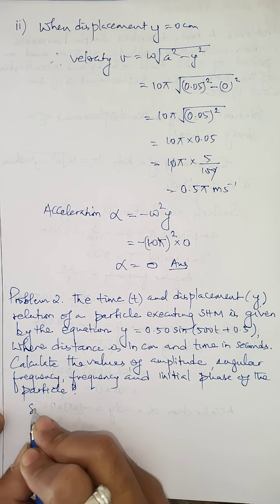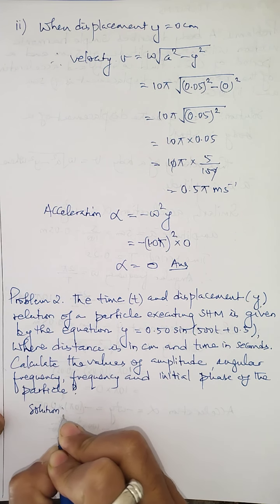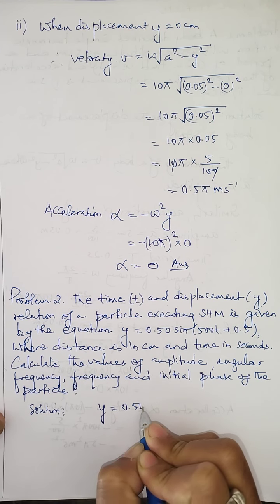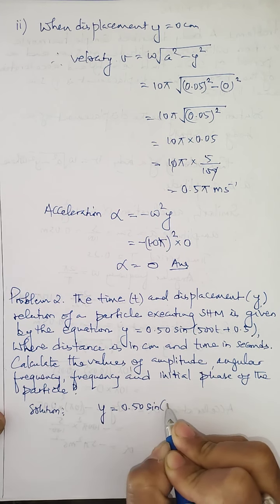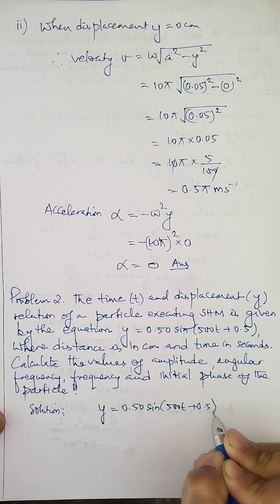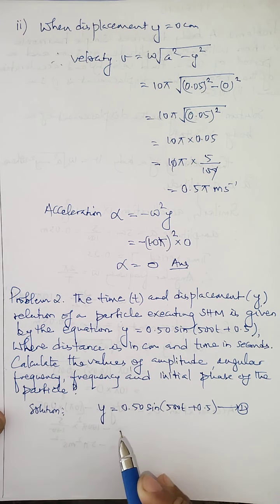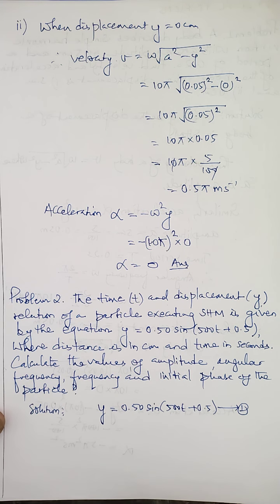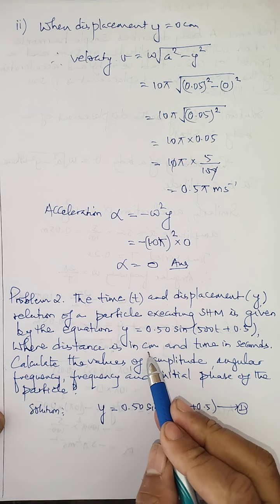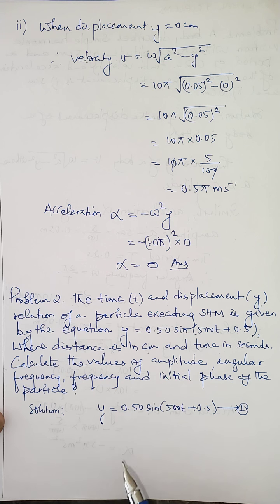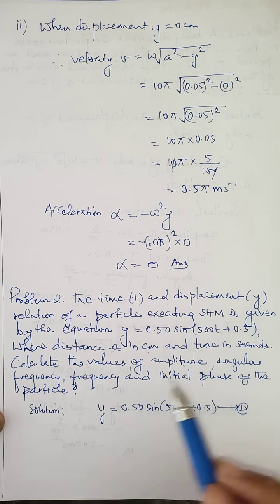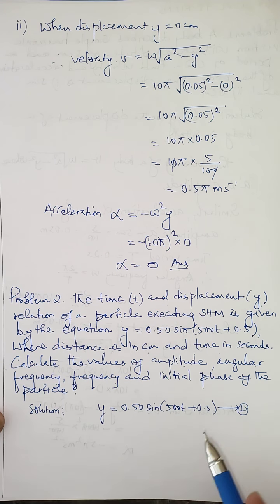So let me start the solution of this question. I write down the equation which is given: y equals 0.50 sine 500 t plus 0.5. Now I give this as equation 1. This is the displacement equation in simple harmonic motion, where we measure displacement in centimeter and time in what? Second. Now from here, what do we need to calculate? Calculate the value of amplitude, angular frequency and the initial phase of the particle.